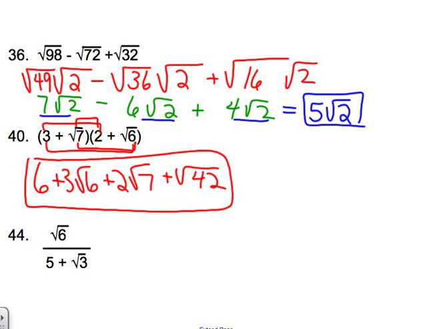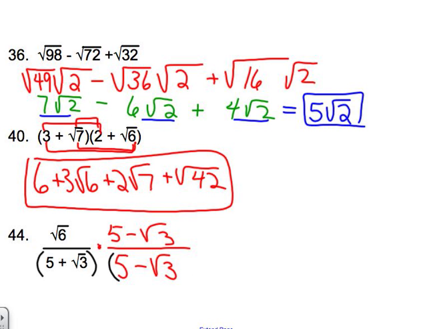The last problem we're going to do is one that involves conjugates. The square root of 6 and the square root of 3 contains no perfect factors, but we have a radical in the denominator. The conjugate of the denominator is 5 minus the square root of 3. And what we do to the denominator, we need to do to the numerator. All a conjugate is, is taking the opposite sign of what is in between the two numbers.